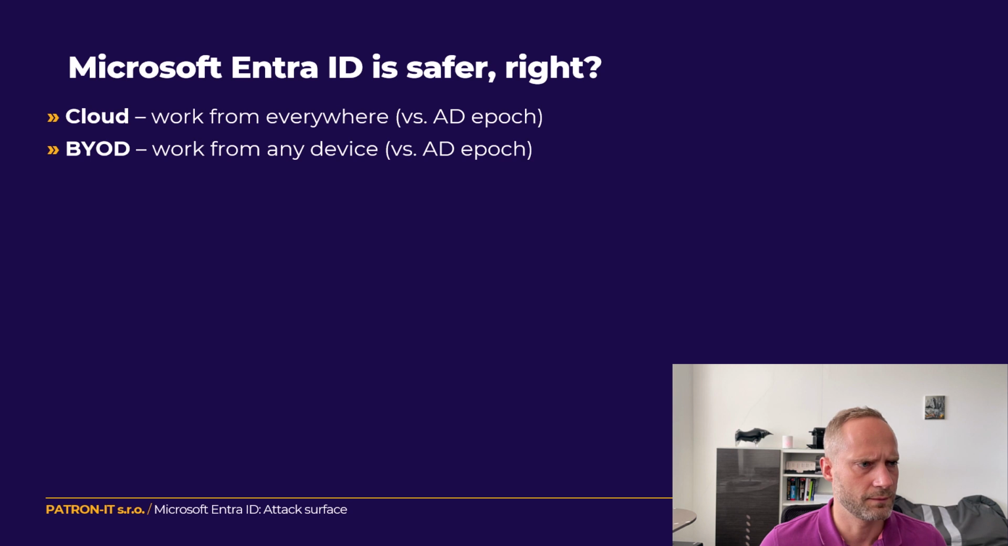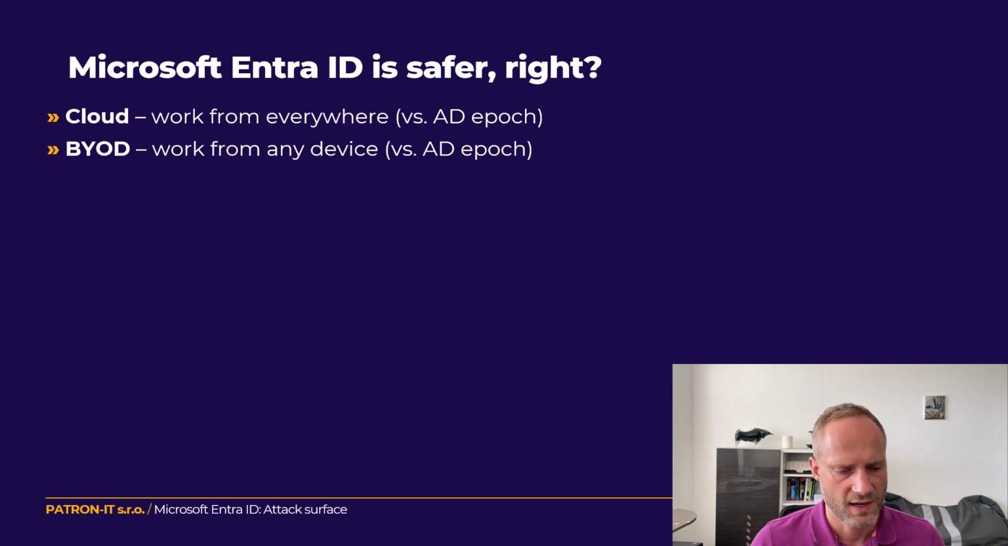So let me explain. For example, when we had Active Directory, you had to be in your local area network just to exploit or to misuse the AD. But with cloud and Entra ID, everybody can access your environment. Everybody can access your Entra ID because it's cloud.